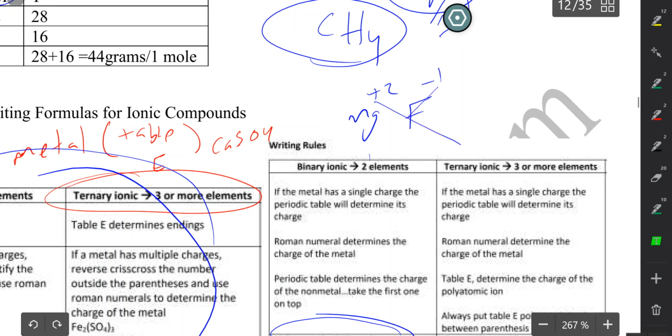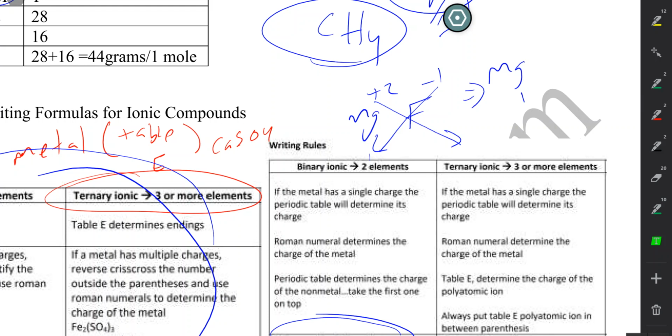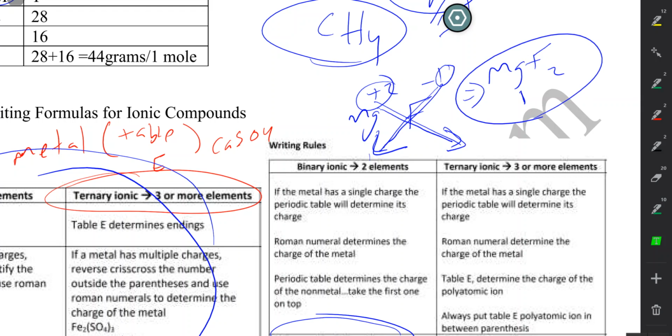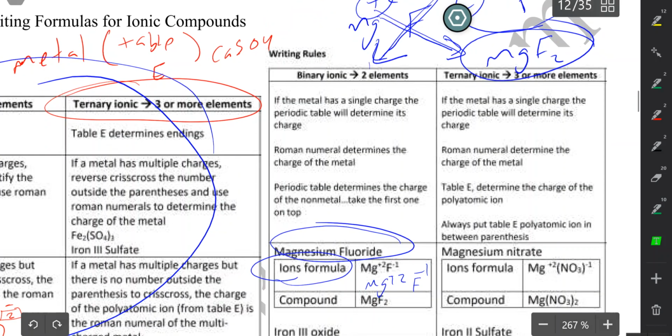You crisscross and you'll get Mg, the 1 goes down here. You only crisscross the numbers. You don't crisscross negative or positive. You only crisscross magnitudes. So Mg is 1, F is 2. The 2 from the magnesium went down to the other side, while the 1 from the fluorine went down to this side. So you get Mg1F2. You don't have to put 1. Obviously, there's 1 Mg. You don't have to write Mg1. So you can write this as MgF2. If you write it, that's fine. If you don't, no big deal.